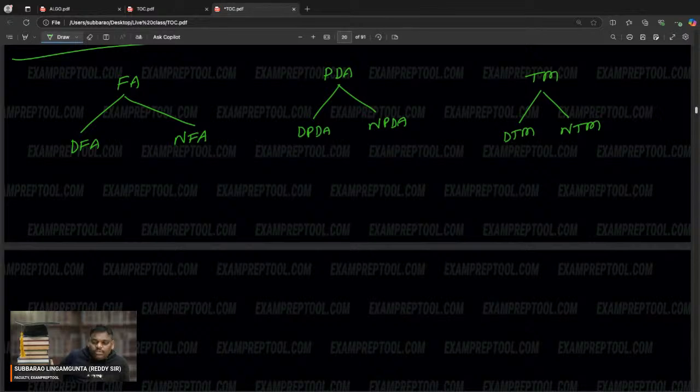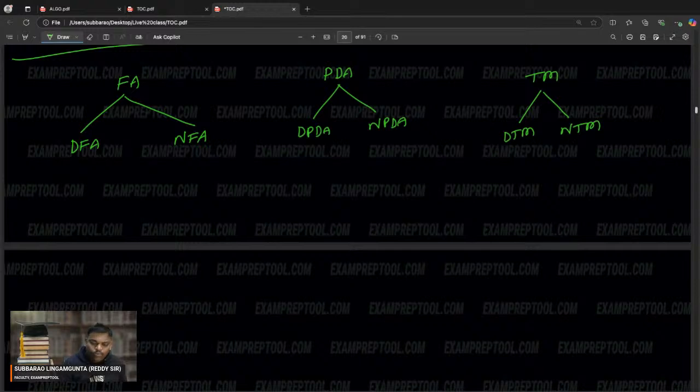PDA is two types, DPDA, NPDA. Turing machine is two types, deterministic Turing machine, non-deterministic Turing machine. PDA also same, deterministic PDA, non-deterministic PDA. DPDA, NPDA, DTM, NTM, DFA, NFA, right?